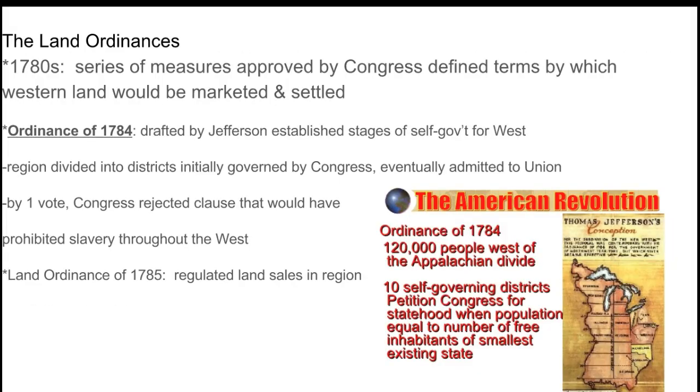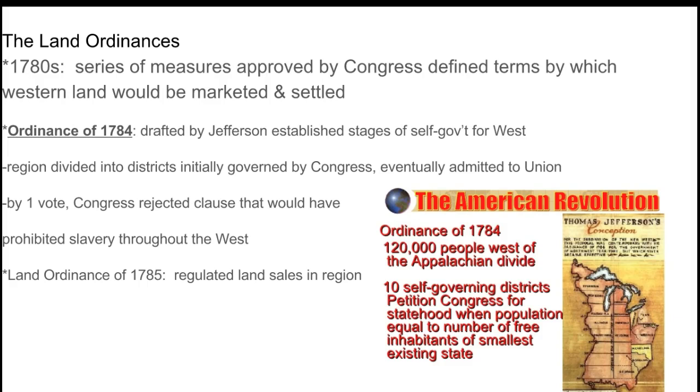You had these land ordinances all through the 1780s. You had land ordinances, basically laws that explained how the land was going to be divided. The Ordinance of 1784 was drafted by Jefferson, and it talks about the stages for the West, how you're going to have a territory. They divided these districts that were governed by Congress, and they would eventually be admitted to the Union, but they were territories.